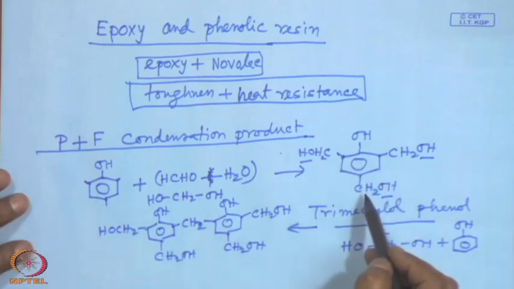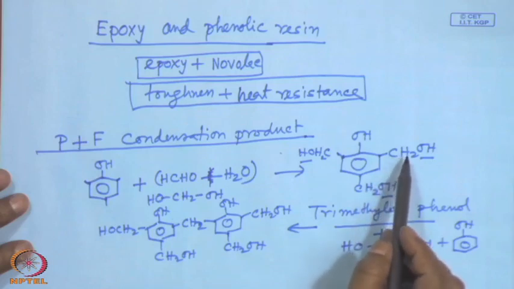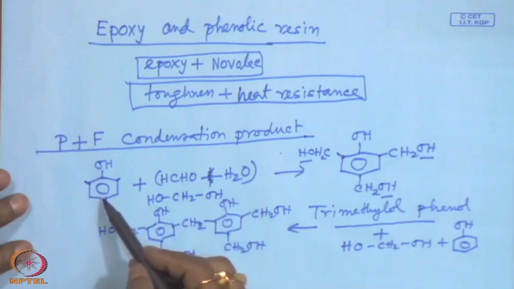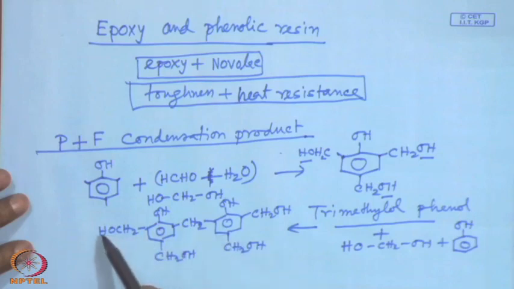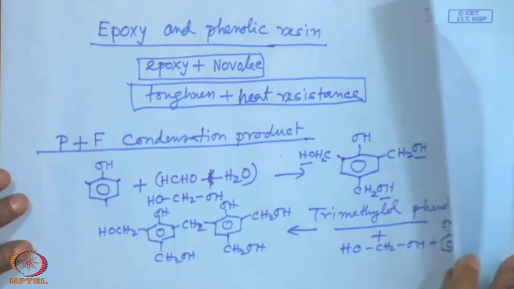Now, one thing can be explained here: while phenol and formaldehyde are present, whether it will grow in this direction or in this direction, because these are also reactive, this can also react with another phenol, this can also react with another phenol. So, in all these directions, it can react. Ultimately, it can grow and form a product, highly viscous as well as gel like three dimensional network product.